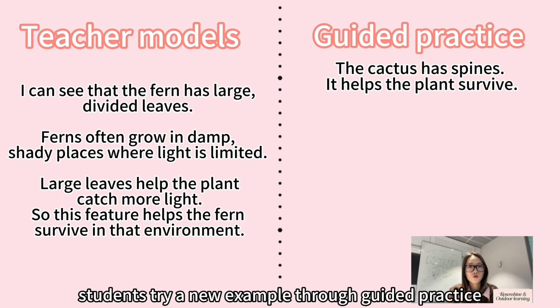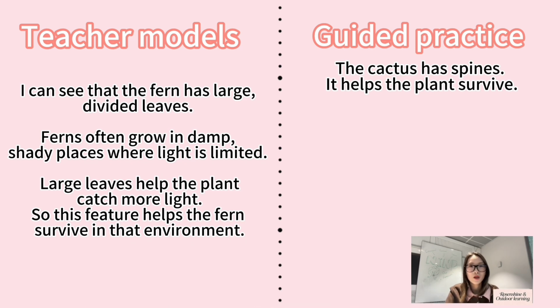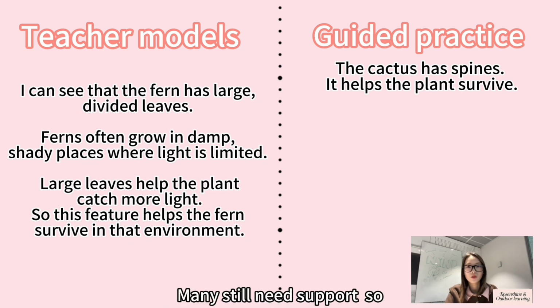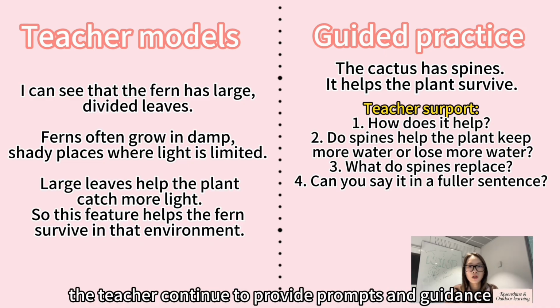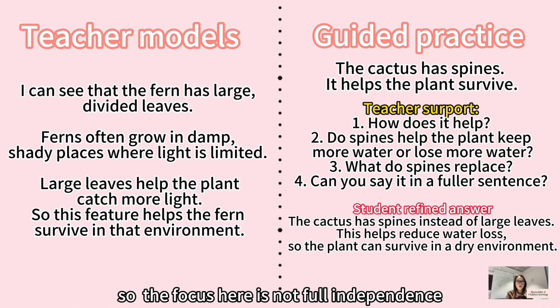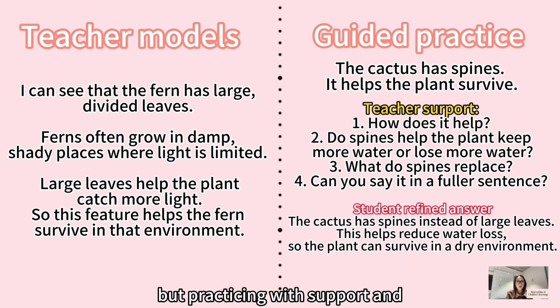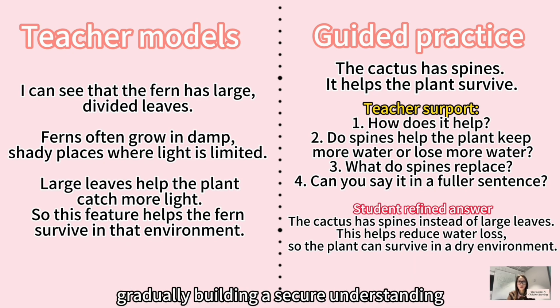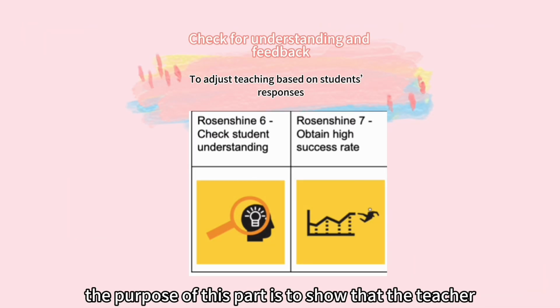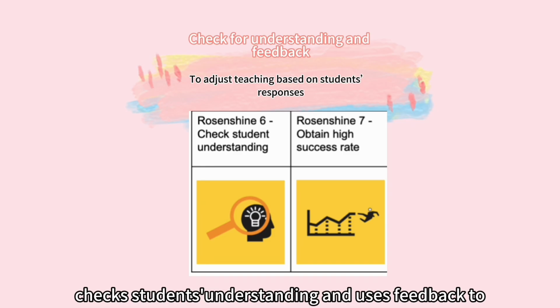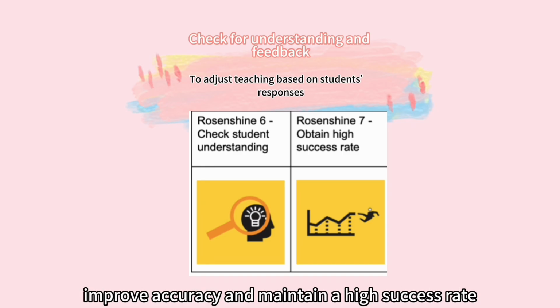Next, students try a new example through guided practice. At this point, many still need support, so the teacher continues to provide prompts and guidance. So the focus here is not full independence, but practicing with support and gradually building a secure understanding. The purpose of this part is to show that the teacher checks students' understanding and uses feedback to improve accuracy and maintain a high success rate.